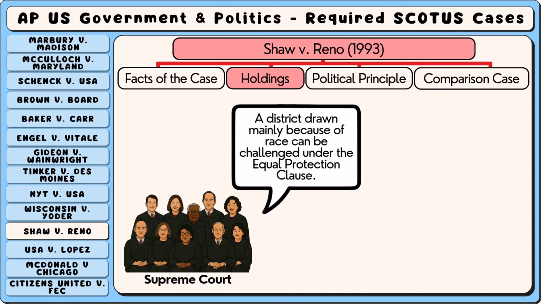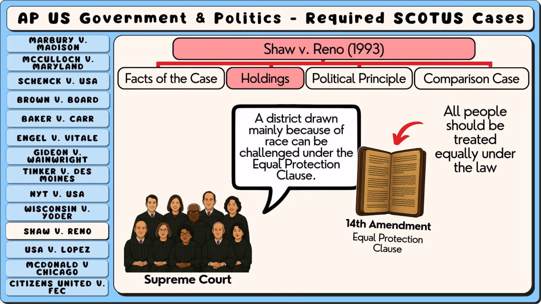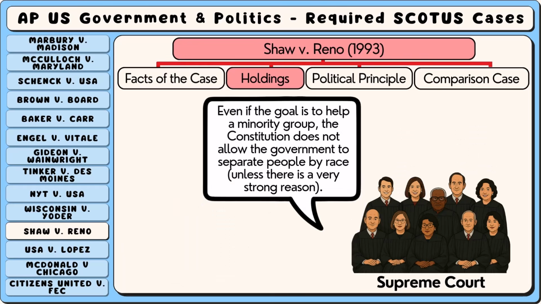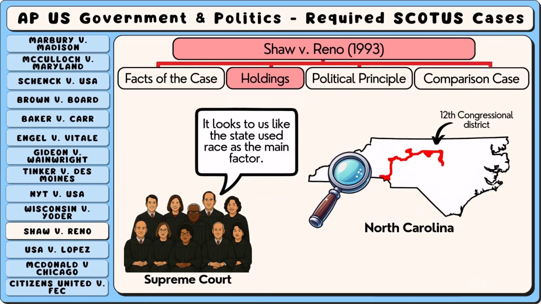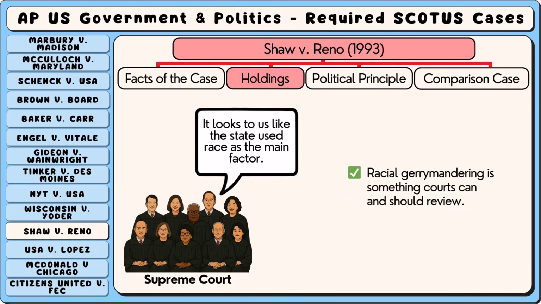The court ruled that a district drawn mainly because of race, especially if it is unusually shaped, can be challenged under the Equal Protection Clause, which says all people should be treated equally under the law. The court explained that even if the goal is to help a minority group, the Constitution does not allow the government to separate people by race unless there is a very strong reason. The court said that North Carolina's district shape was so bizarre that it strongly suggested the state used race as the main factor.